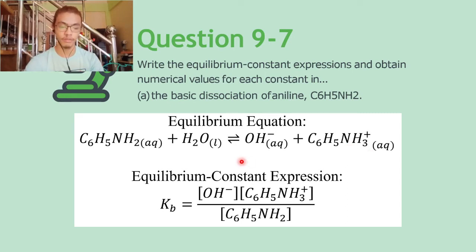And in equilibrium constant expressions, we take the quotient of the product of the products and the product of the reactants, which is why for the equilibrium constant expression, we have the product of the concentration of the OH ions and the C6H5NH3 ions divided by the concentration of the C6H5NH2.